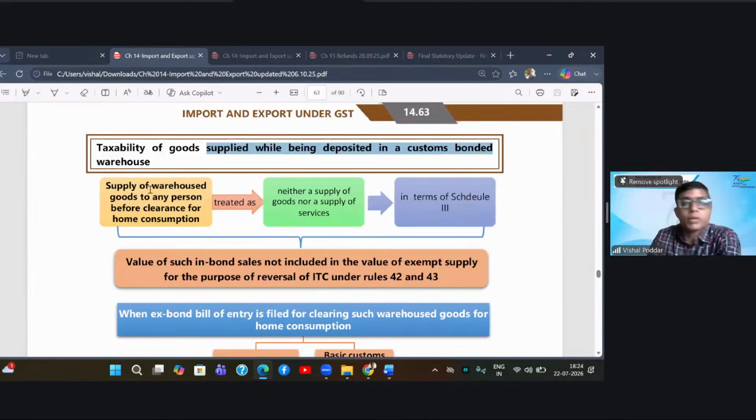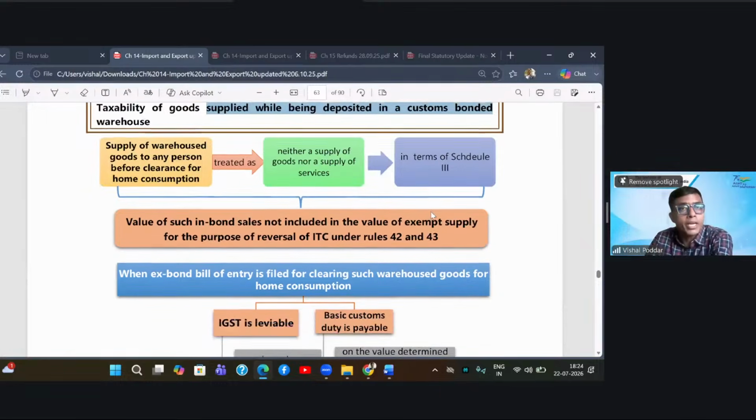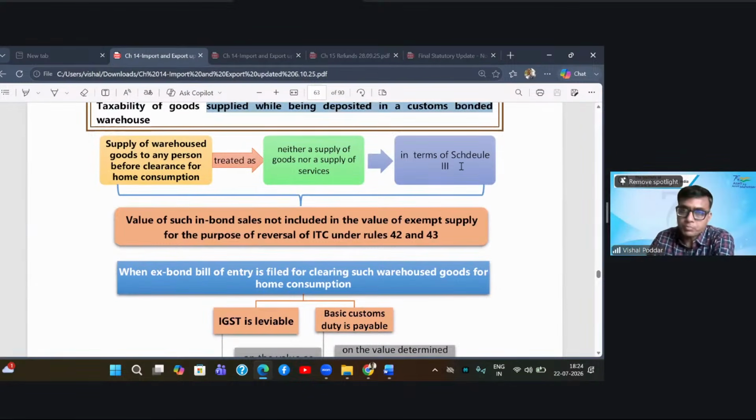And that is why whenever goods which are kept in warehouse are supplied by any person before clearing it for home consumption, the GST law says we will treat it neither as supply of goods nor as supply of service. That is, it would be treated as a Schedule 3 transaction. And the moment it is treated as a Schedule 3 transaction, we all know there will be no GST implication.